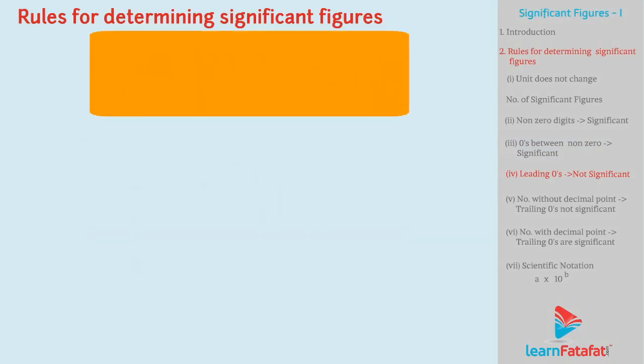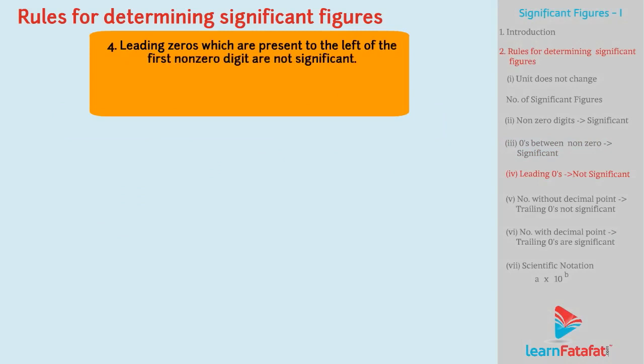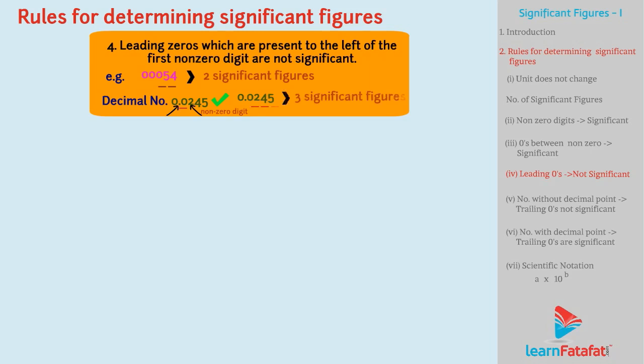Rule number 4. Leading zeros which are present to the left of the first non-zero digit are not significant. For example, 00054 has 2 significant figures. It is interesting to note that for decimal numbers such as 0.0245, this rule is true because the zeros before the first non-zero digit merely convey the position of the decimal point. Thus, the given number has only 3 significant figures.